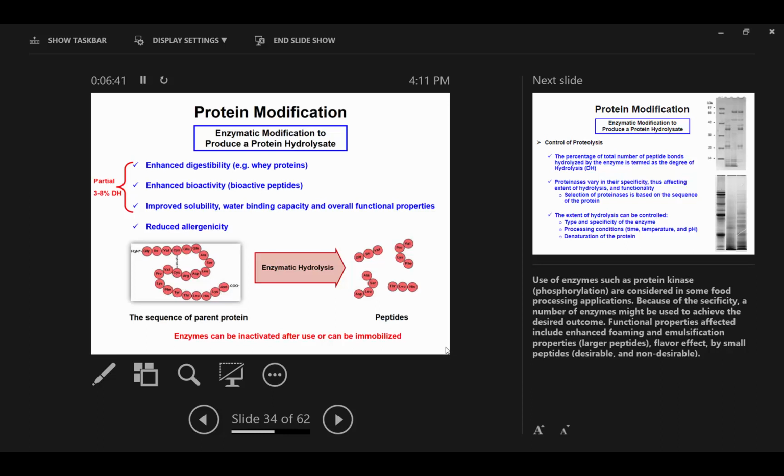That means most of the peptides are broken into amino acids, dipeptides, tripeptides, and it becomes a really bitter product and not very functional. So you won't find a protein hydrolysate that has minimal degree of hydrolysis. 3 to 8% of the total peptides are broken that are hypoallergenic. In order to produce a hypoallergenic ingredient, you really have to have above 80% degree of hydrolysis.